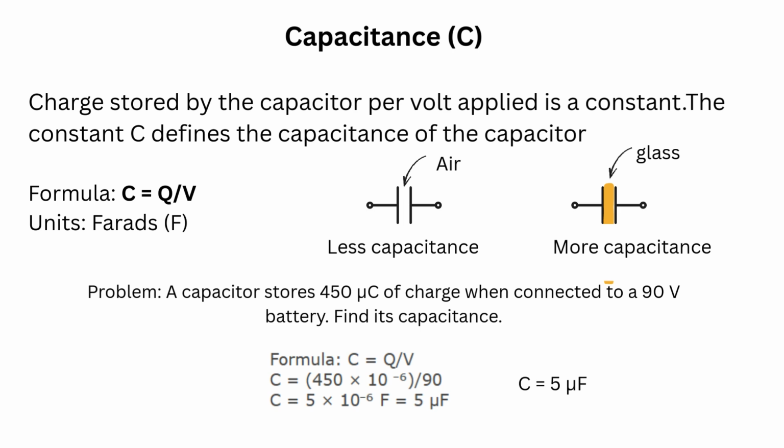Capacitance is the ability of a system to store an electrical charge. The charge stored by the capacitor per volt applied is a constant. The constant C defines the capacitance of the capacitor. The formula is C equals Q by V.